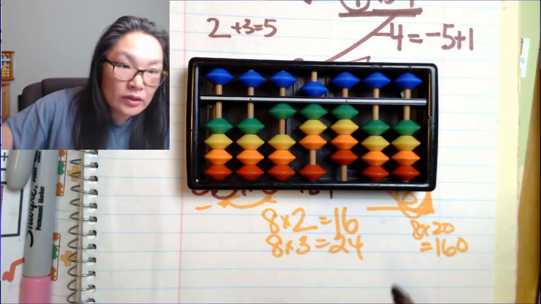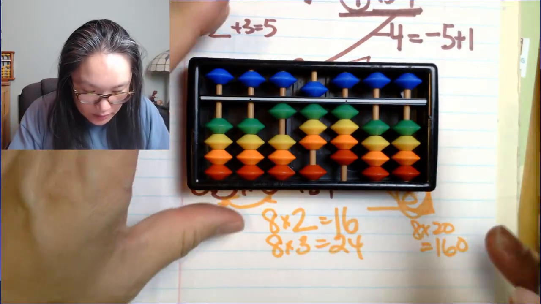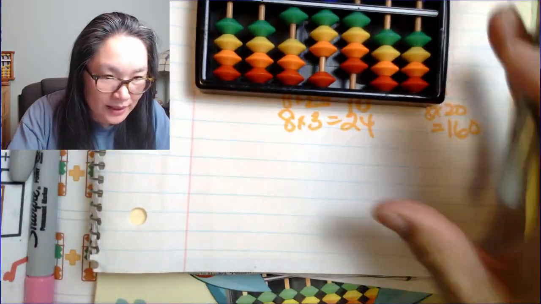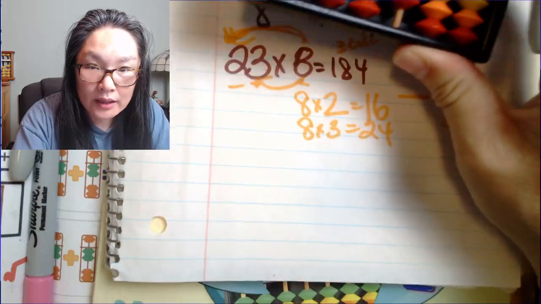Kat, are you still with me or have you gone to bed? Because I know it's a little late. We do some midnight math. Hello, Bliss.